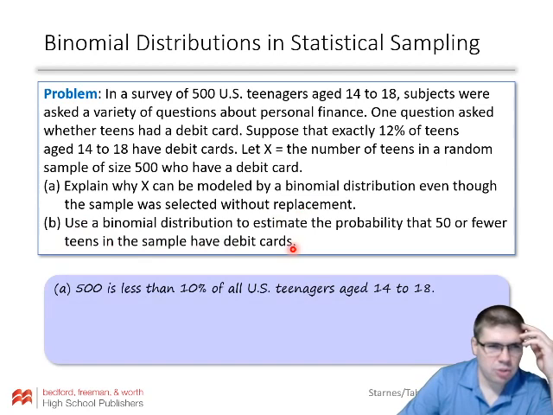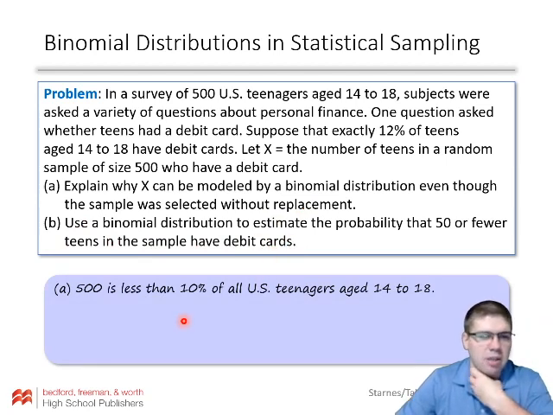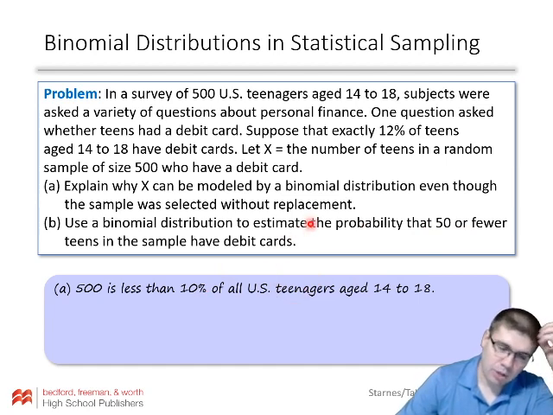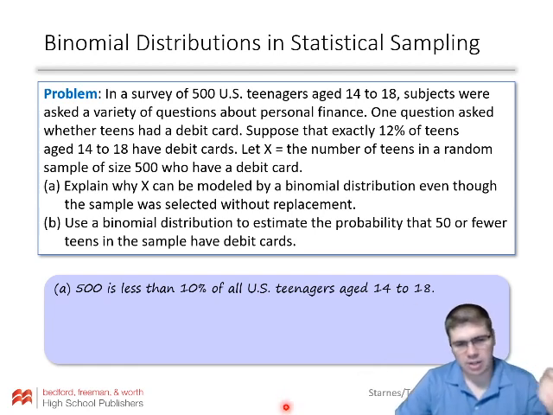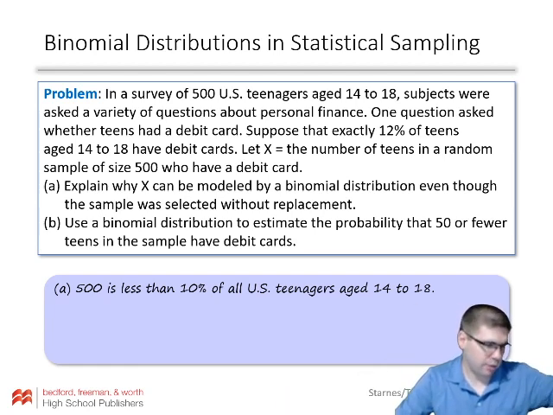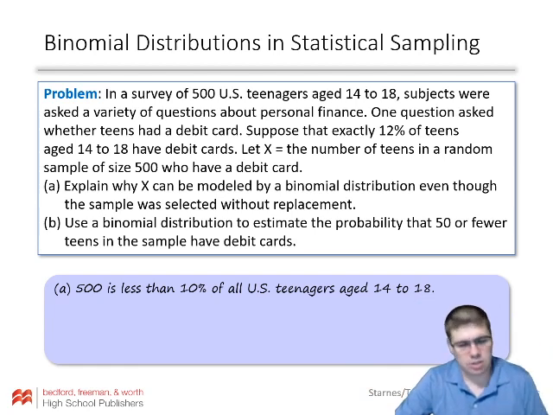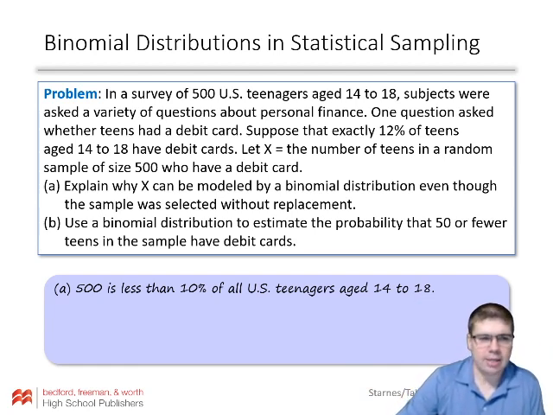Use the binomial distribution to estimate the probability that 50 or fewer teens in the sample have debit cards. We're definitely going to want to use our calculator for this because we're going 50 or fewer, less than or equal to. So we want the probability of 50 plus the probability of 49 plus the probability of 48 and so on and so forth. We are not going to do that by hand. So we're going to use binomCDF to do this calculation.